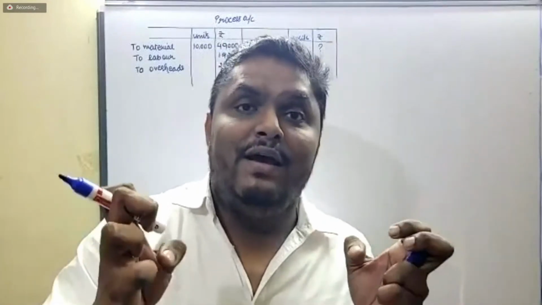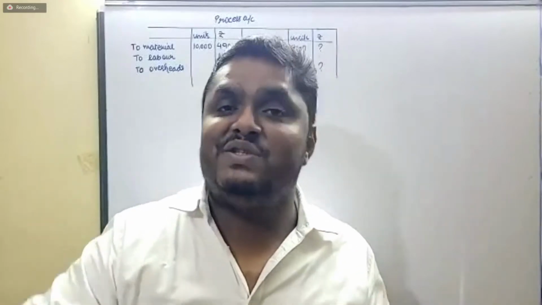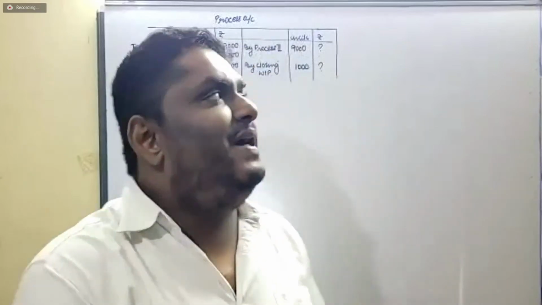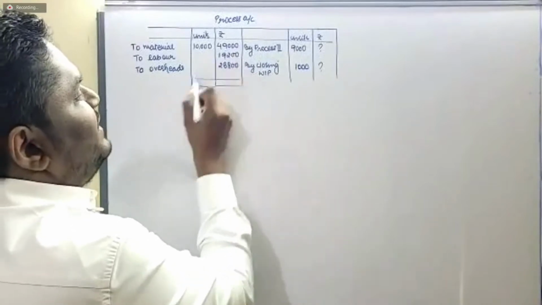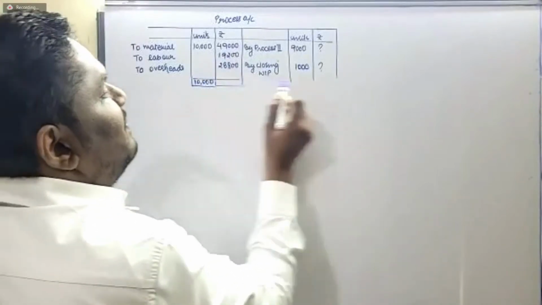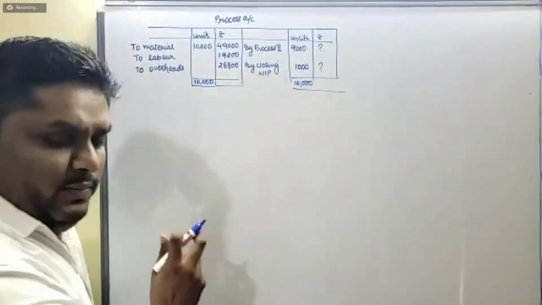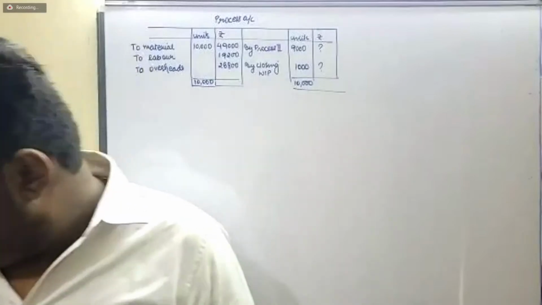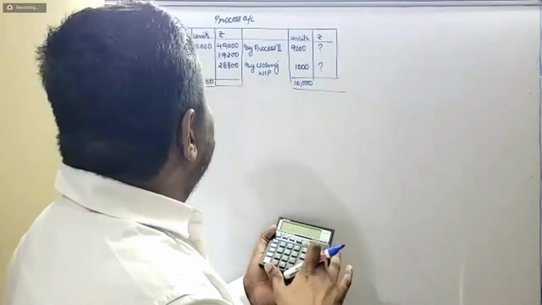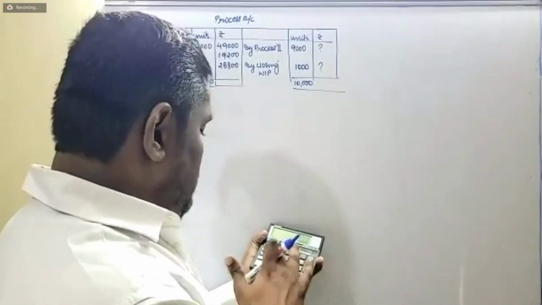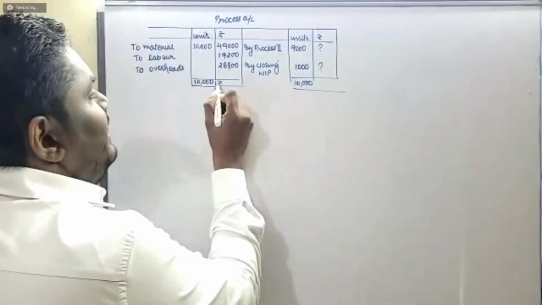So herein, still few units are in process. So we will be using the concept of equivalent production. Now, ultimately, our major motto is what? To distribute this total cost among these two. That is, my cost is 49,000, 19,200 and 28,800. That is 97,000.